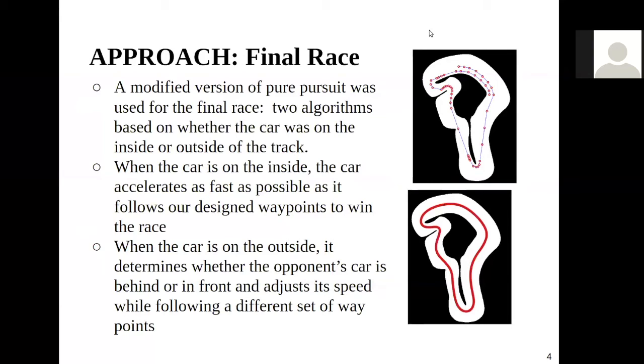When the car is on the outside, the car follows a different set of waypoints whilst determining whether the opponent's car is ahead or behind. If the opponent's car is ahead, our car calculates the position of the opponent's car using morphology skeleton waypoints, which is the picture on your bottom right. And our car follows the opponent's car. And if our car is ahead, we then switch to the algorithm for phase 1 where we accelerate ahead.